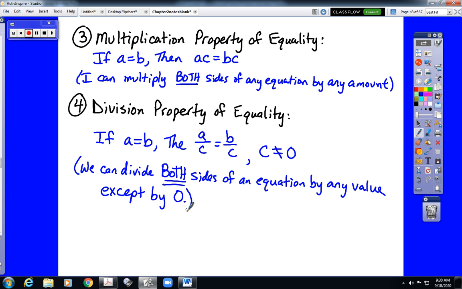Again, we should be familiar with all 4 of those. We're essentially allowed to add, subtract, multiply, and divide any value that we want from both sides of an equation using the addition property, subtraction property, multiplication property, division property of equality.